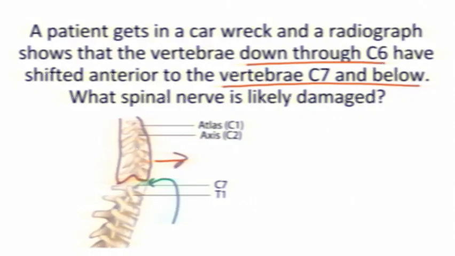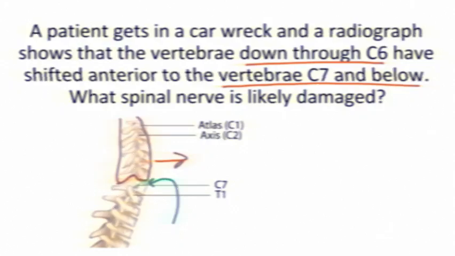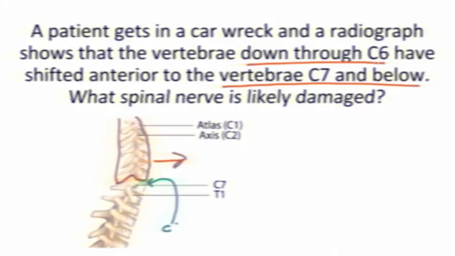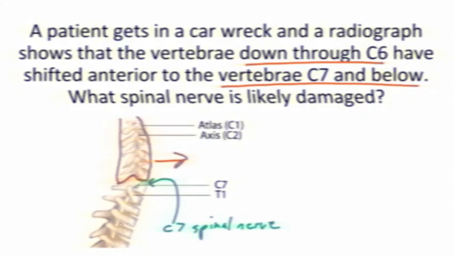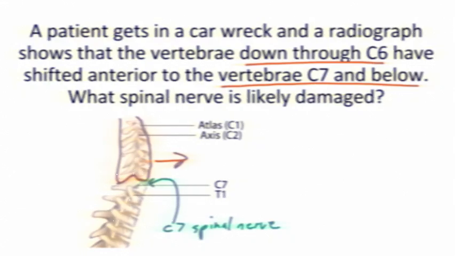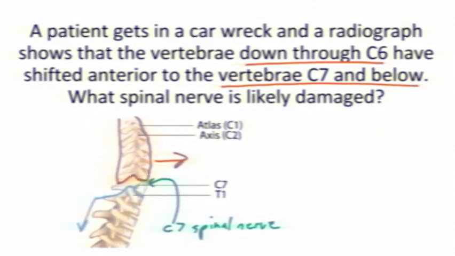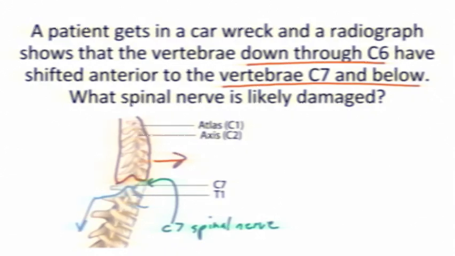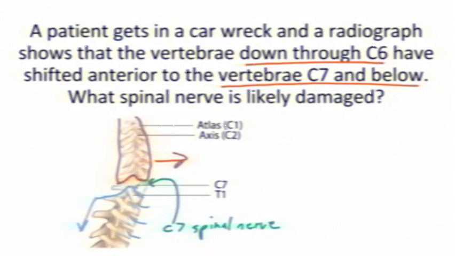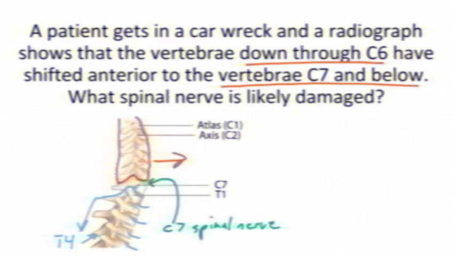Recall that in the cervical spine, the spinal nerve exits above its corresponding vertebra. So the spinal nerve exiting above C7 would be the C7 spinal nerve. Remember that from T1 and below, this pattern no longer exists. Instead, each spinal nerve exits below its corresponding vertebra. So starting here and down, we will get the T1 nerve under the T1 vertebra, the T2 spinal nerve, the T3 spinal nerve, and the T4 spinal nerve beneath the T4 vertebra.